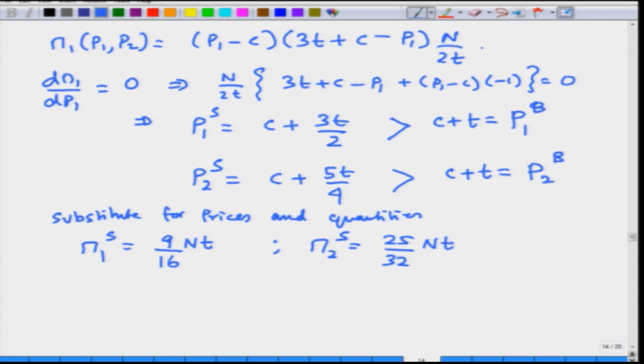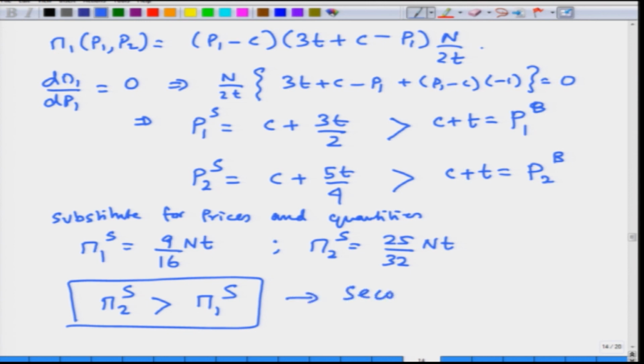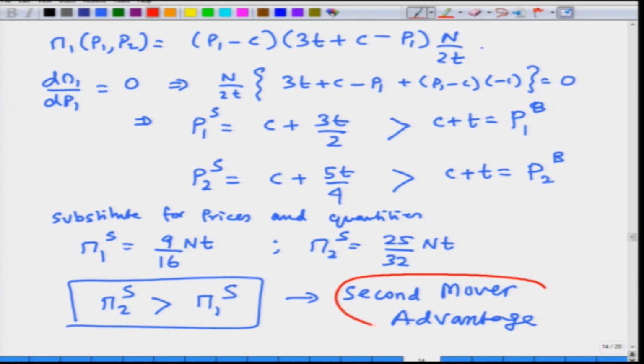These profits are larger than the profits that they would get under the Bertrand model when the two firms moved simultaneously. In particular, note that firm 2's profit is greater than firm 1's profit. So, here we have what is called a second mover advantage. Unlike the case of quantity competition where firm 1 had the first mover advantage, here firm 2 moves second and has a second mover advantage because its profit is larger than the profit of firm 1.